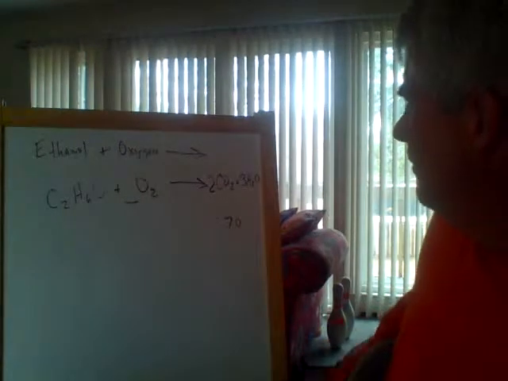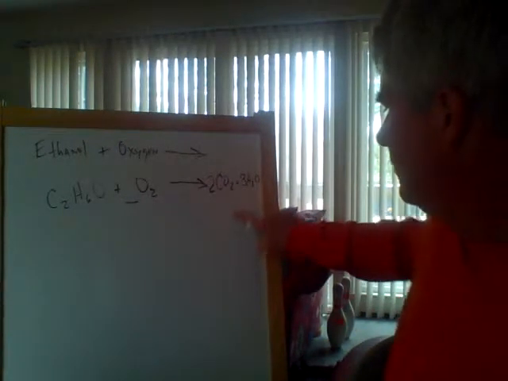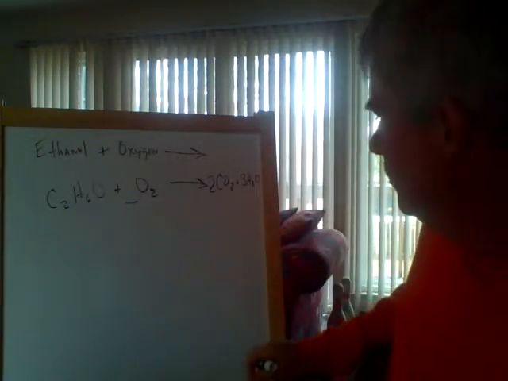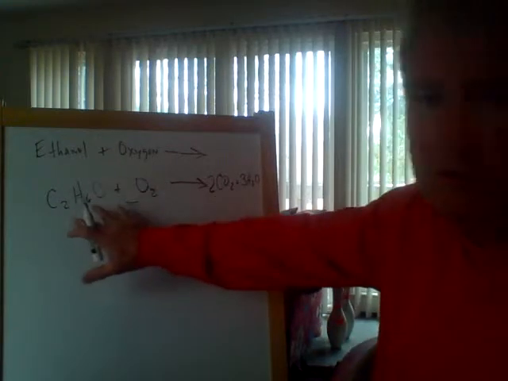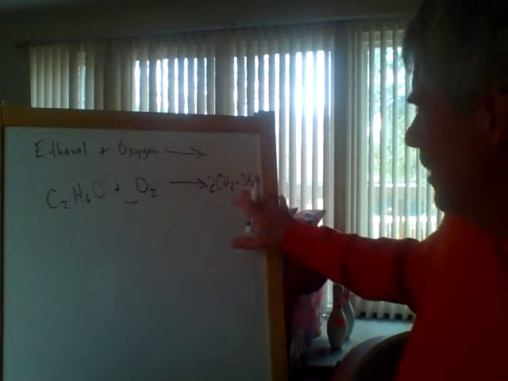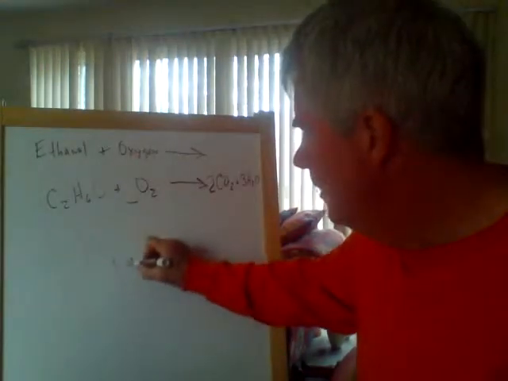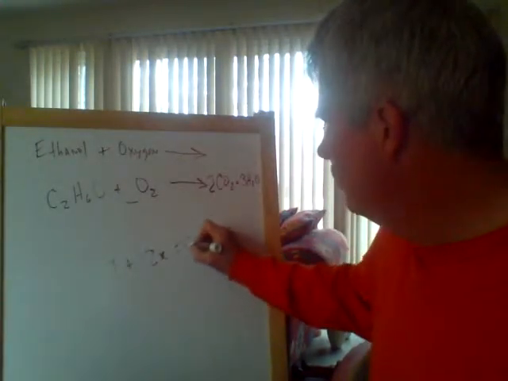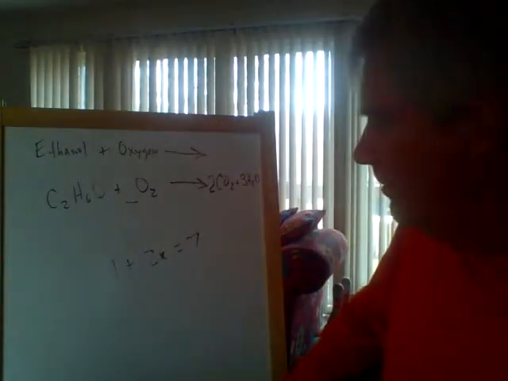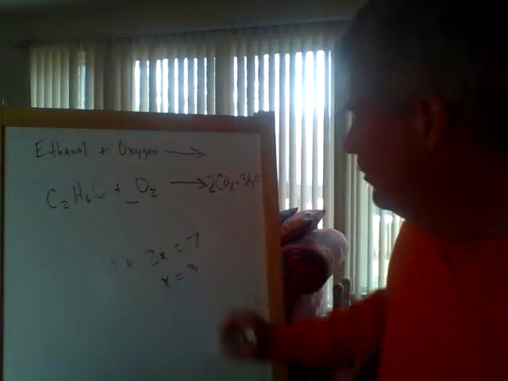What kind of coefficient in front of the oxygen do we need to end up with 7 oxygens on the left? There were 7 on the right, and we need 7 on the left. Well, it's 1 plus 2 times x equals 7. Just an algebra problem, and you can solve it, and x equals 3.